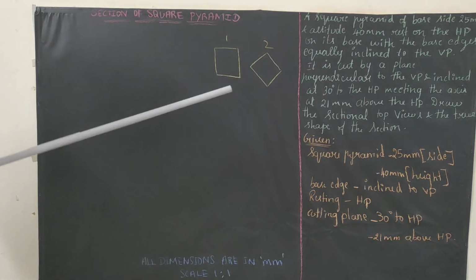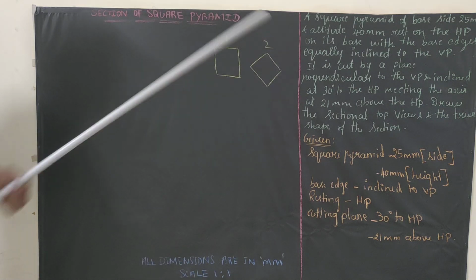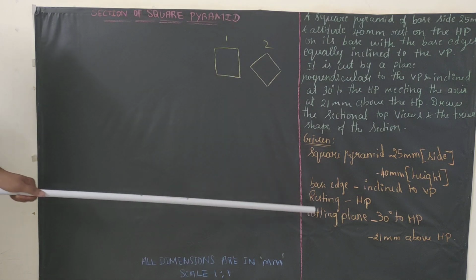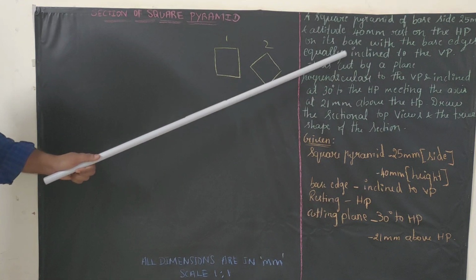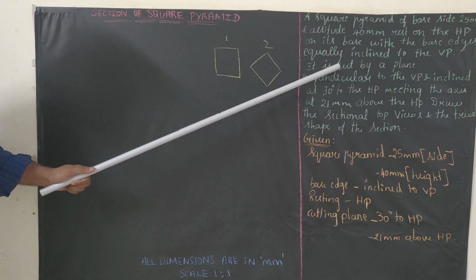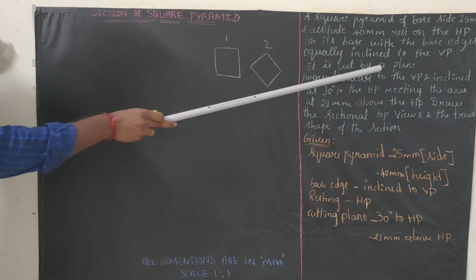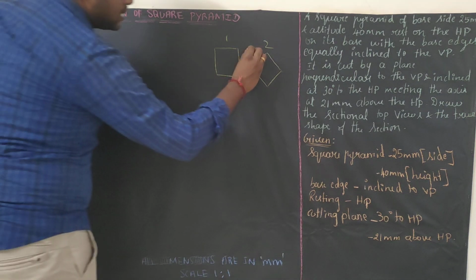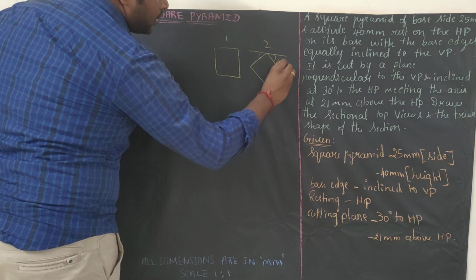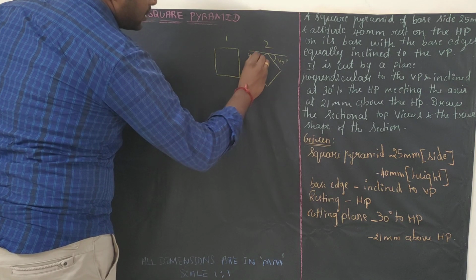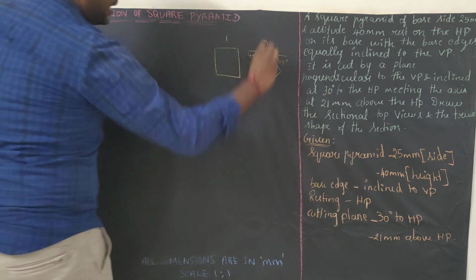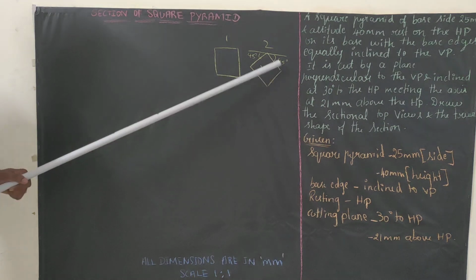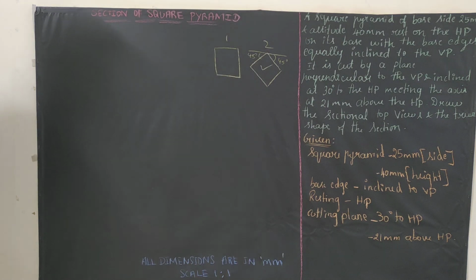So side is 25 mm and height is 40 mm, resting on HP on its base, with base edges equally inclined. See this word, equally inclined. Underline this word. Equally inclined means only this one, we can go with this one. The reason is this is 45 degrees and this is 45 degrees. This diagram is the only equally inclined one. So we will be going with only type 2.